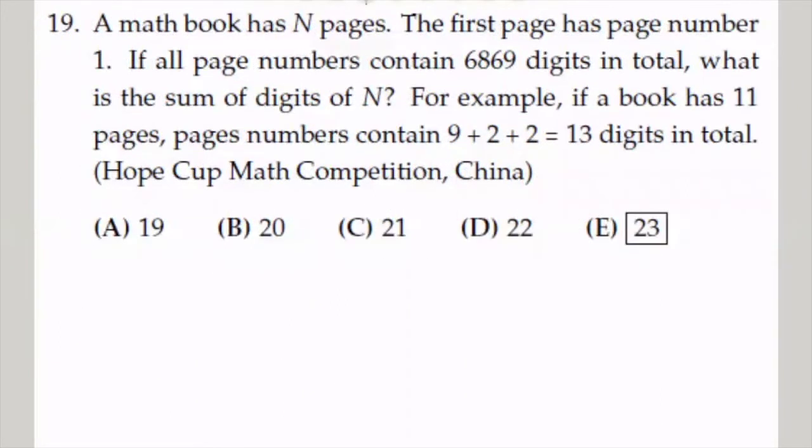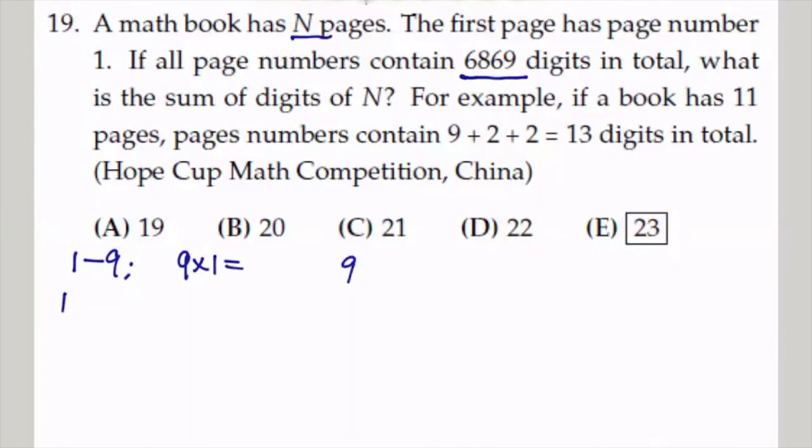Problem 19. A book has n pages. The first page has page number 1, and if we look at all the page numbers, the total number of digits is 6,869. What is the sum of the digits of n? So if we look at pages 1 through 9, each of them has 1 digit, right? So it's 9 times 1, which is 9.